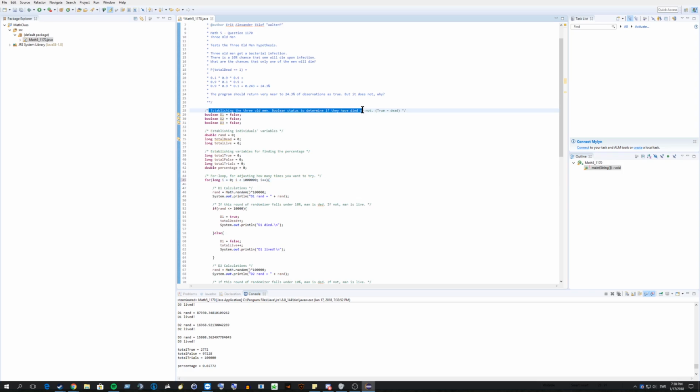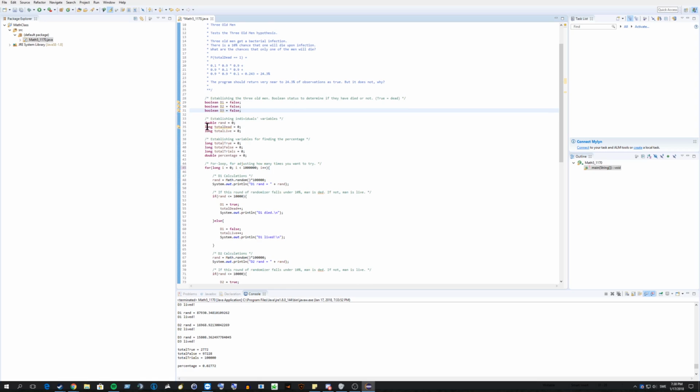So first, establishing the three old men. They are established as Boolean variables. So the Boolean status determines if they died or not. So false means they didn't die, true means they have died. These are the individual variables. So random, that's going to be our randomizer.